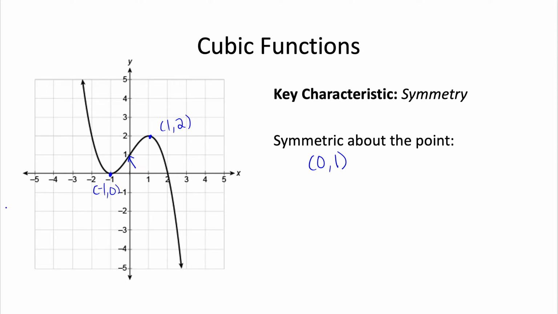So in this graph, you can see that it has a local minimum at (-1, 0), and it has a local maximum at (1, 2). The point that's halfway between them, the point (0, 1), is going to be the center of symmetry. This graph will be symmetric with respect to the point (0, 1).